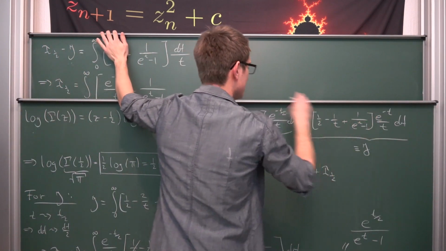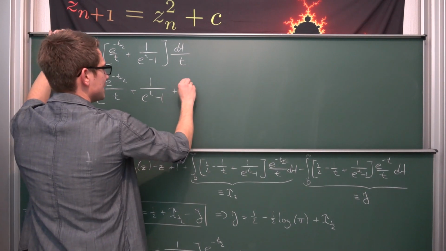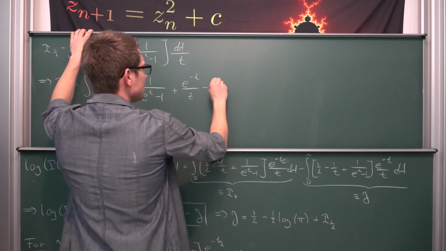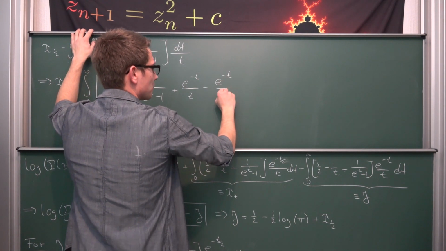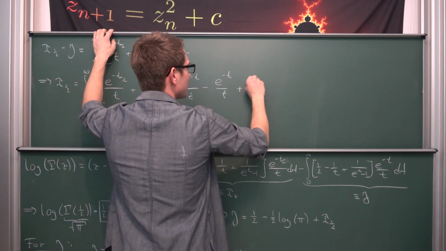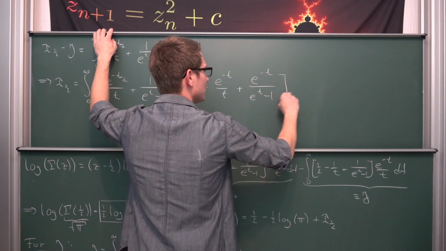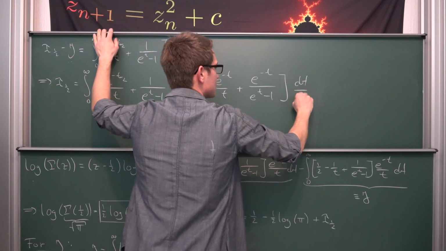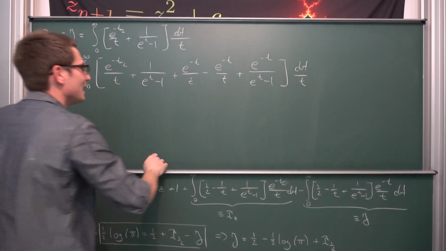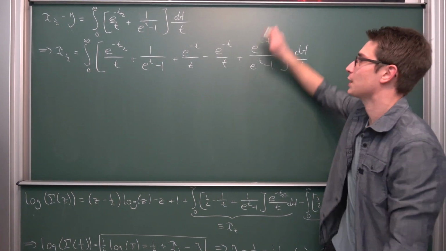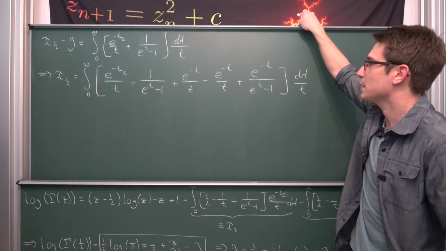Bringing e to the negative t into here gives us plus e to the negative t divided by 2 minus e to the negative t divided by t plus e to the negative t divided by e to the t minus 1 times dt divided by t. This is where we are at right now. So many exponential functions, it's a huge mess. But it gets better in a few minutes.